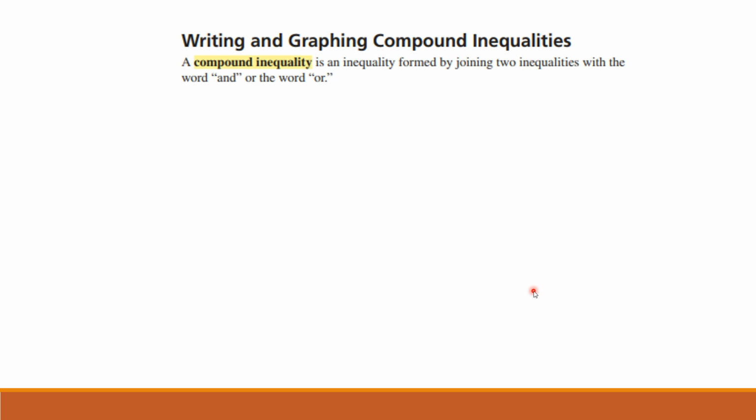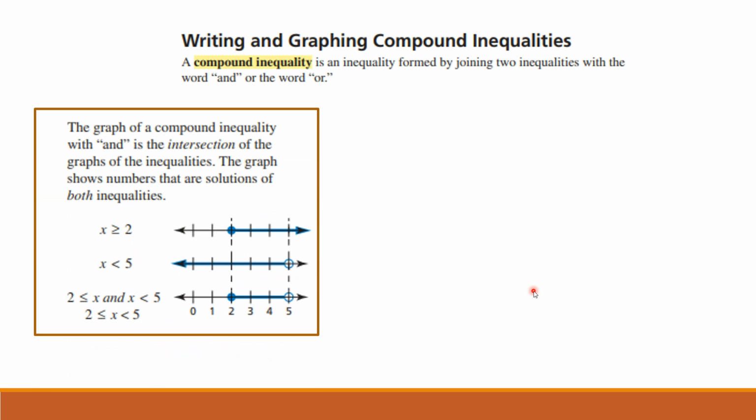A compound inequality is an inequality that's formed by joining two inequalities with either the word "and" or the word "or." The graph of a compound inequality with "and" is the intersection of the graphs of the inequalities. The graphs show the numbers that are solutions of both inequalities.